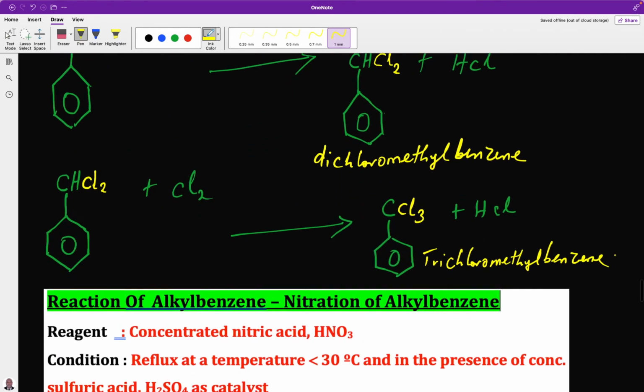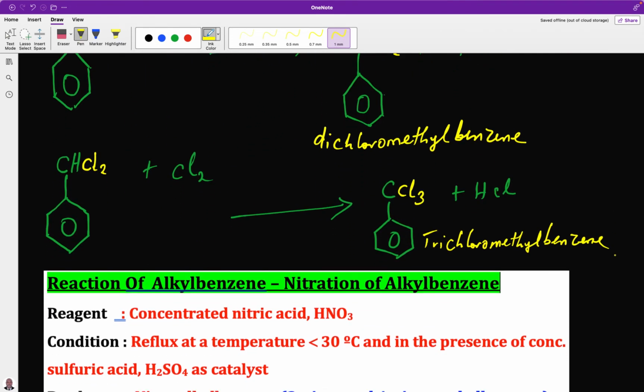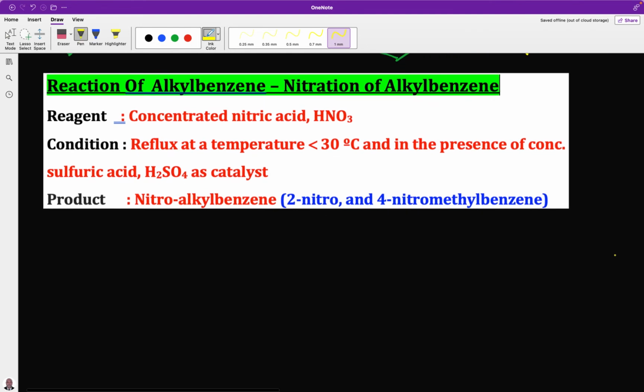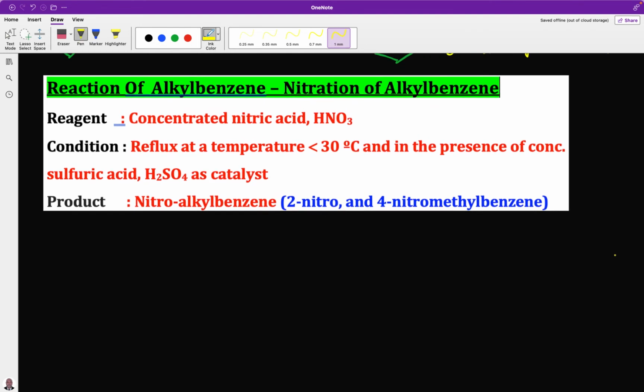So we can proceed to nitration of alkyl benzene. Our reagent in this case is concentrated nitric acid. We will be using concentrated nitric acid, and we will reflux. The reaction mixture will be refluxed at a temperature less than 30 degrees Celsius, in the presence of sulfuric acid, which will be acting as a catalyst.